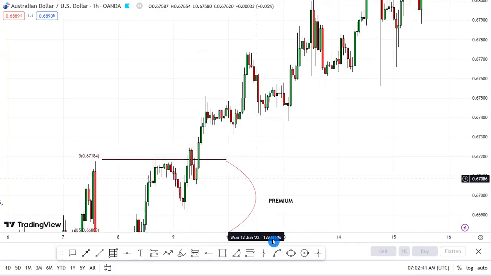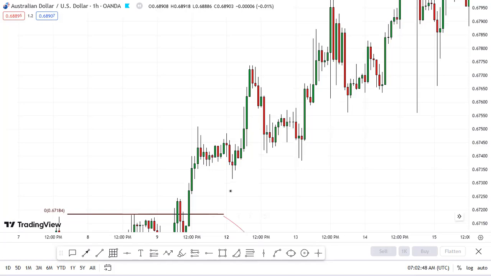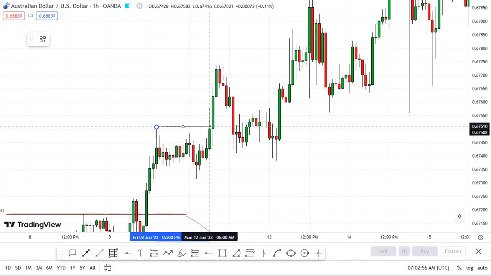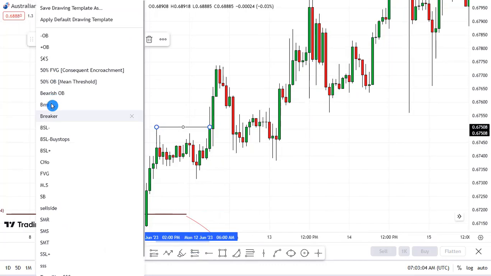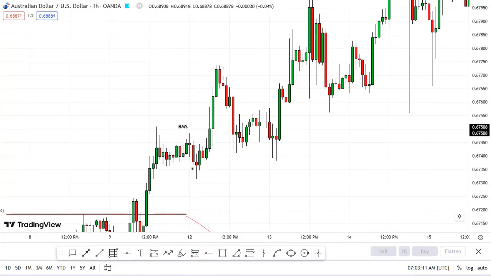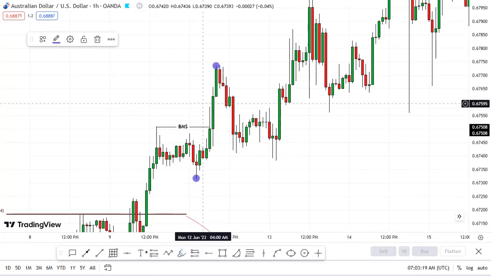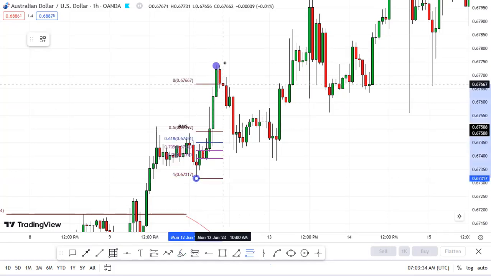So let's take an example, this one. We have this nice break of structure here, and you see price started from down here. This is our swing low, this is our swing high. The movement started from here to there. So you click on your Fibonacci retracement tool and draw from there up to this swing high.